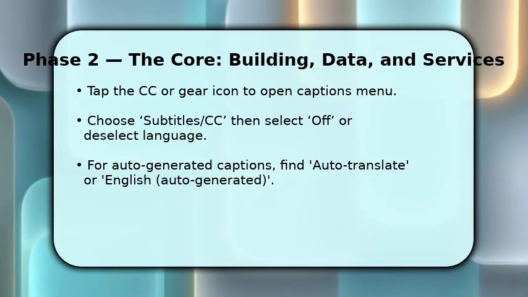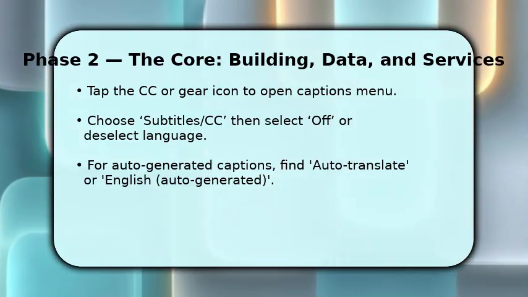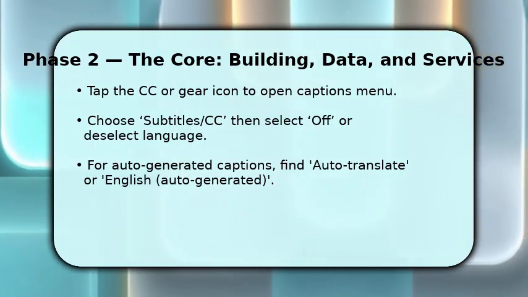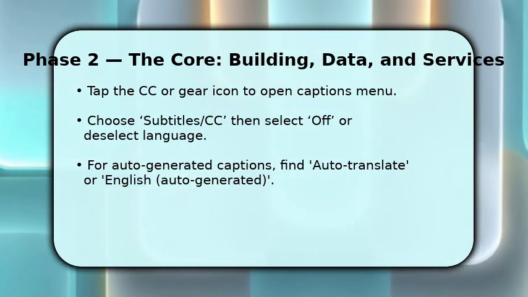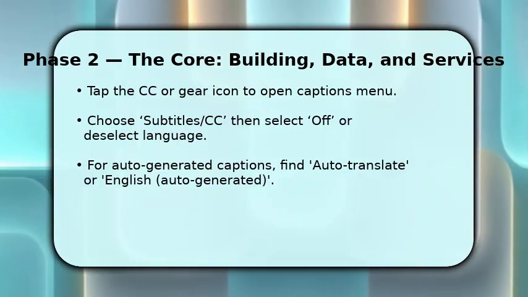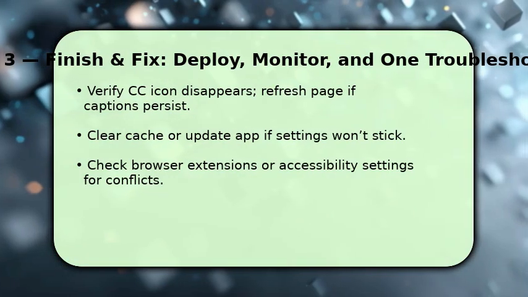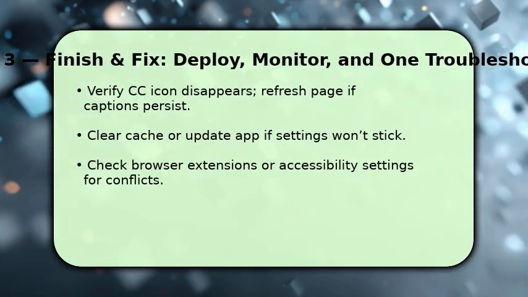On mobile, use the three-dot menu to reach subtitles. On desktop, the gear icon gives the same control. Make sure to confirm the player reflects no CC icon. This visual cue tells you captions are disabled. To finish, confirm the CC icon is gone and play the video to check.